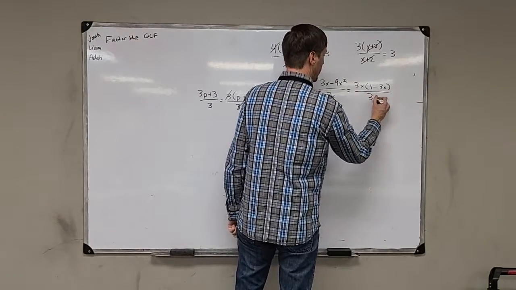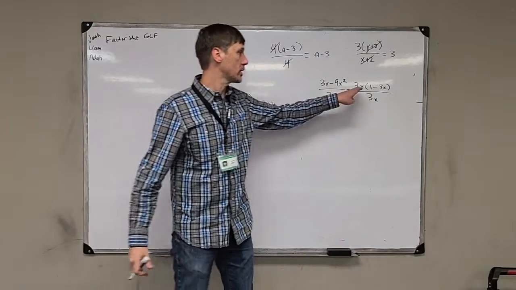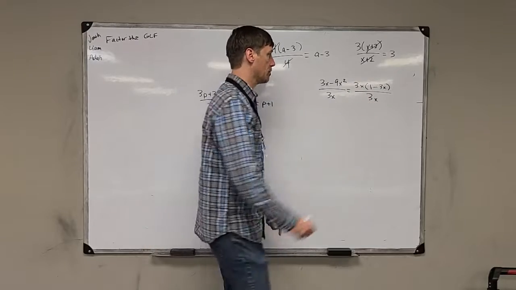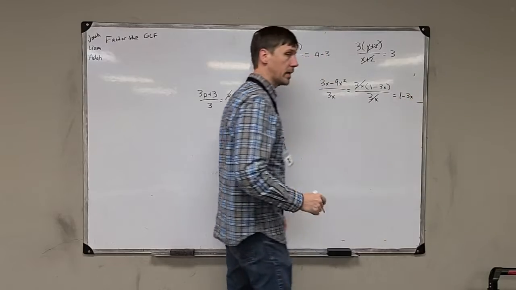Now, what do I have? I have a 3x on top that's multiplied by everything, and then that's divided by a 3x on the bottom. So these 3x's will cancel out, and we're left with 1 minus 3x.